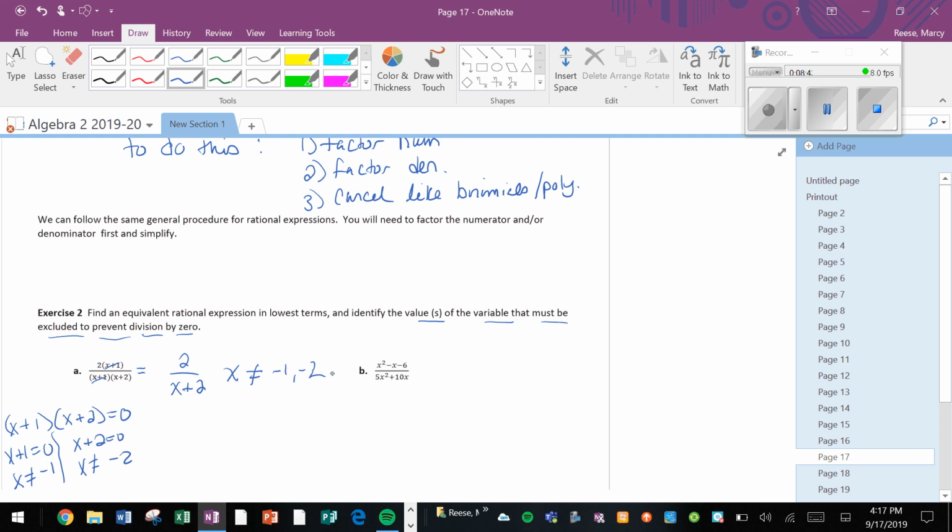Okay, so try B. Now this one's not factored. So first thing you're going to do is factor. And I've got to go right to my factoring rules. What multiplies to be -6 that adds to be -1? You're going to do x minus 3 and x plus 2. Then you're going to look at the denominator. You see it's a binomial, so I'm going to GCF, and I see a 5x I can take out of both.